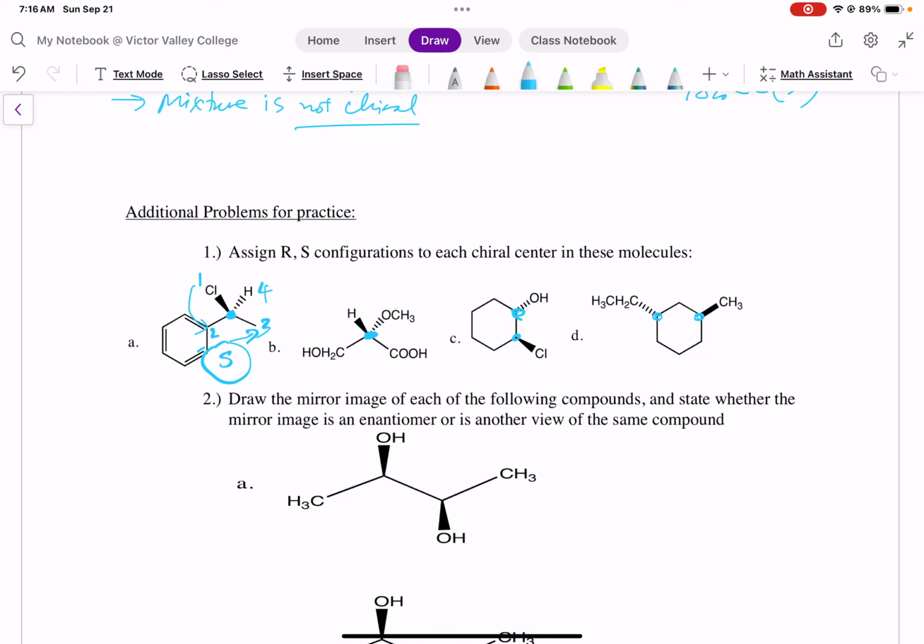Quickly on this one, you got oxygen. Ooh, that's the highest one. And you got a carbon with 2 oxygens. That's 2. Carbon with 1 oxygen. That's 3. And hydrogen is 4. Notice hydrogen is towards you, not away from you. It has to be away from you. The lowest one has to be away from you. Now, if it's towards you, the rotation seems to be clockwise, right? But because hydrogen is deceiving, it's towards you, so it's actually the other way. So it's actually counterclockwise. So we're going to call this S.